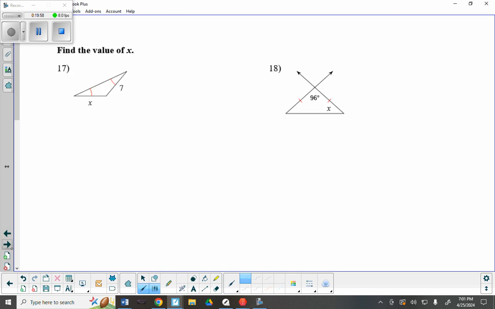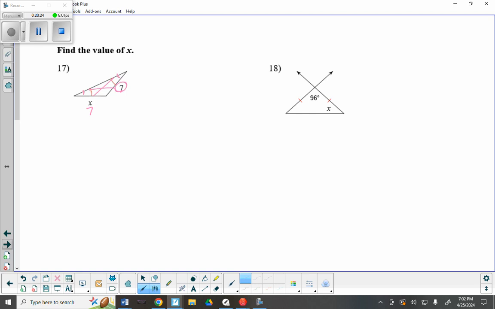All right, last couple problems here. So we have a triangle, but we have that this angle and this angle are congruent. So remember, if you have two angles congruent, it's an isosceles triangle. These are called base angles. And what we learned is that the sides across are congruent. So if this side's 7, this side's 7.